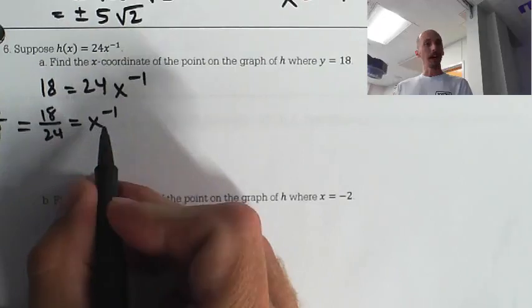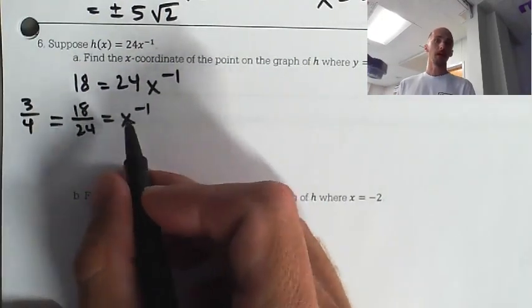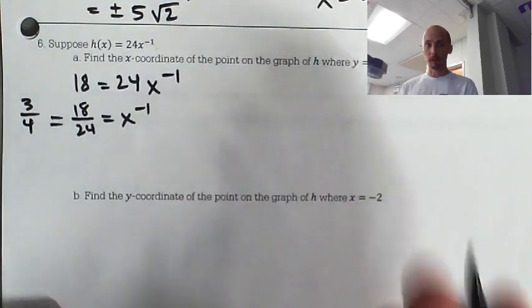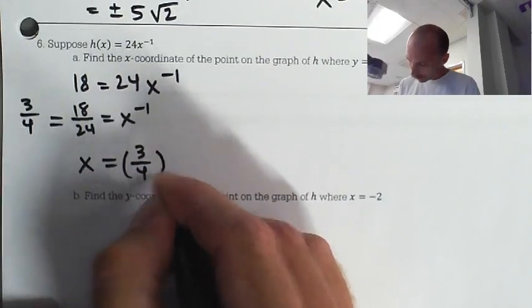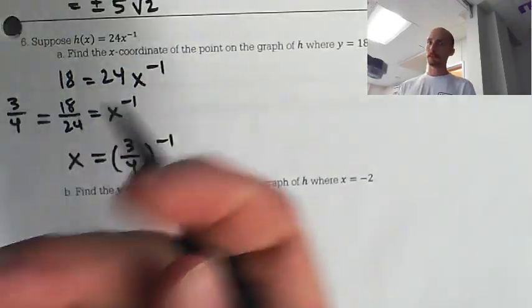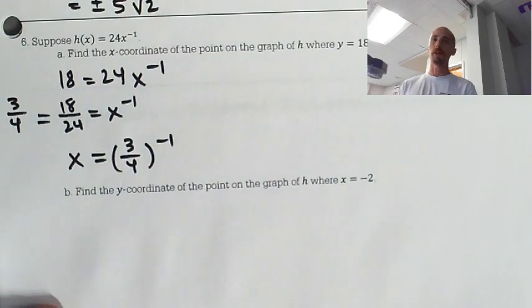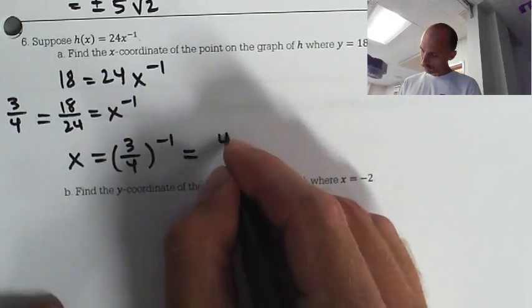Okay, so if I'm solving for x, I think to myself, what power do I need to take this to make it x to the positive 1? So I'm going to multiply negative 1 by a negative 1 to get positive 1. So I'll say x is equal to 3/4 to the negative first power. And the negative first power takes a fraction and it flips it, or it takes a whole number and it turns it into a fraction with numerator 1. So if I do that, that's just going to give me 4/3.